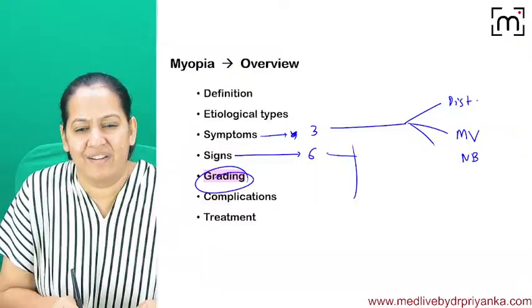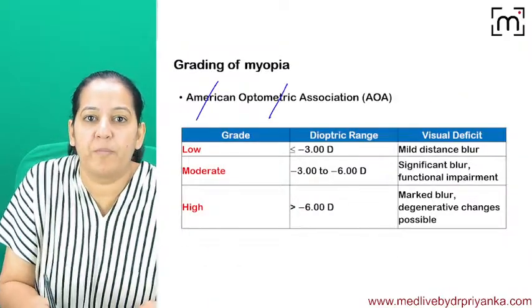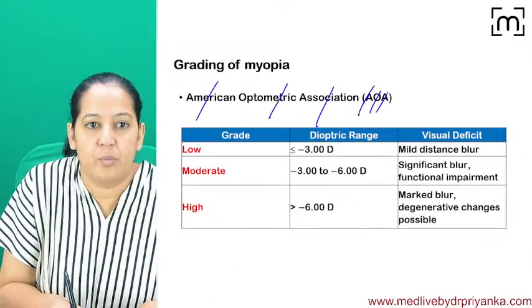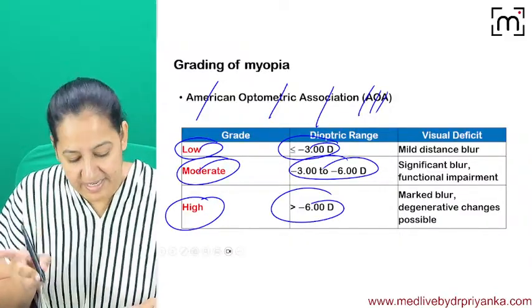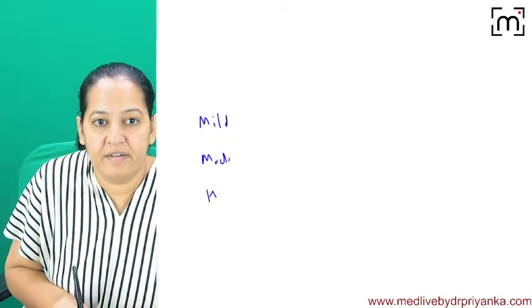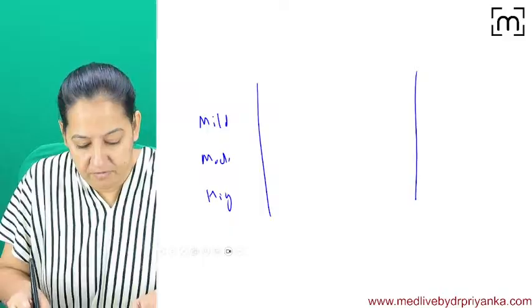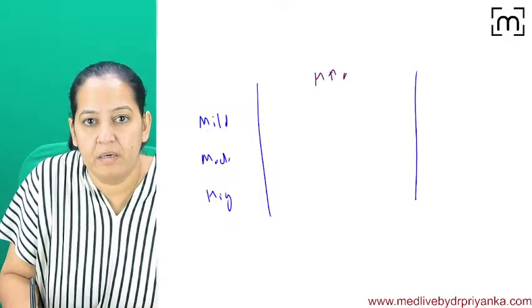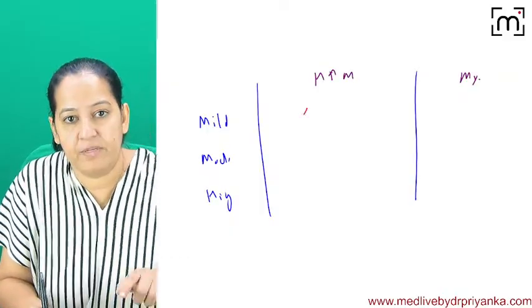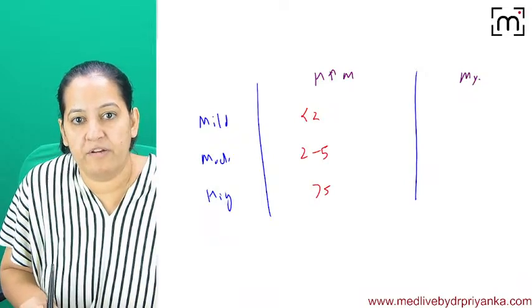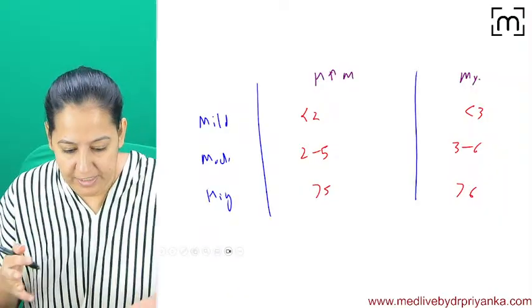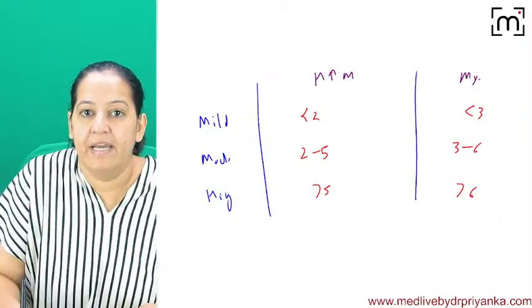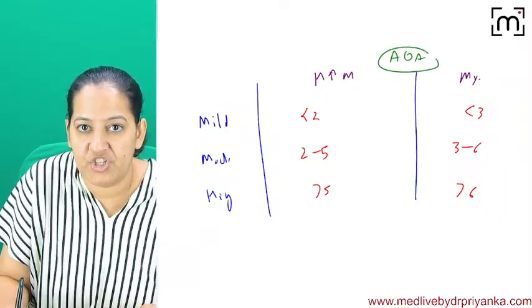Now the next is grading. Grading is the same: American Optometric Association, AOA. So mild, moderate, high: less than 3, 3 to 6, more than 6. The cutoff is different. For hypermetropia and myopia, here it was less than 2, 2 to 5, more than 5. Less than 3, 3 to 6, more than 6. The cutoffs are different, but broadly you can learn like this. So this is the scale. It is the American Optometric Association grading.